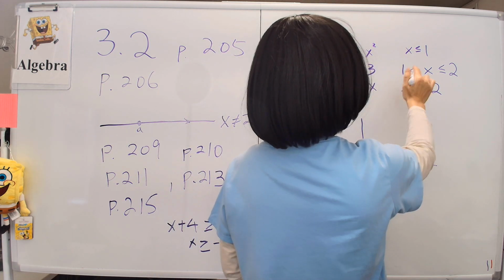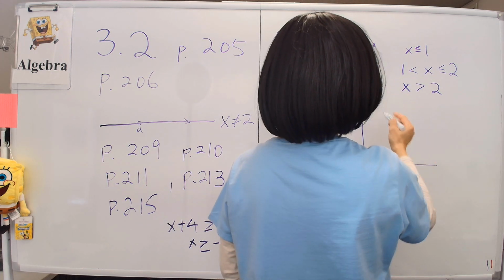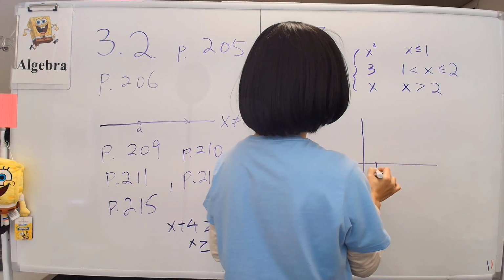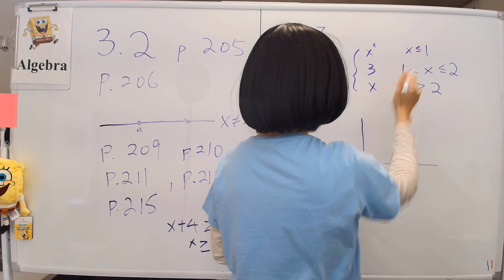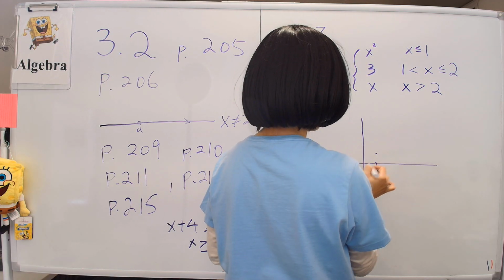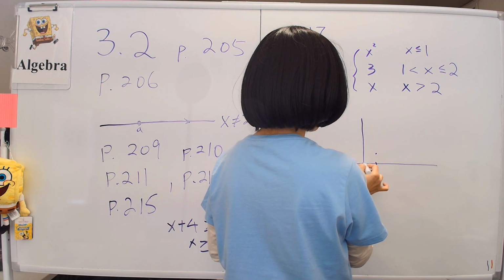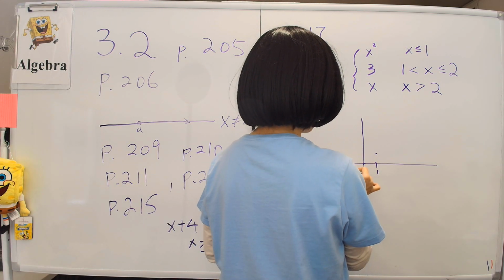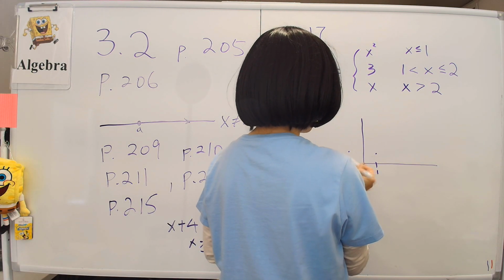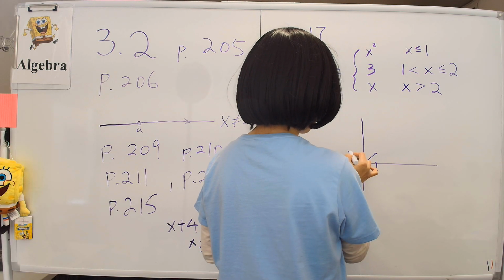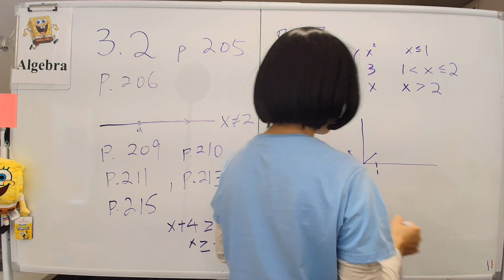So for x less than 1, the function is x squared. We'll plot a few points. When x is equal to 1, plug in 1, that's 1, okay? When x is 0, plug in, it's 0. And when x is minus 1, the value is also 1. That's good enough, okay? So we'll draw this. And we'll draw an arrow here, meaning it keeps going.